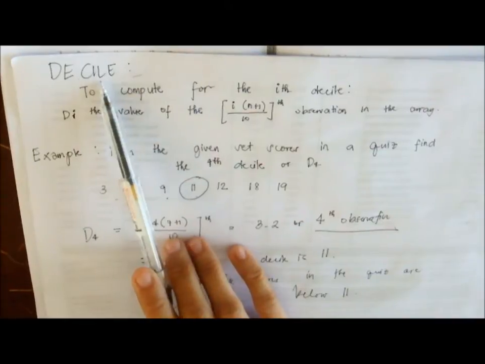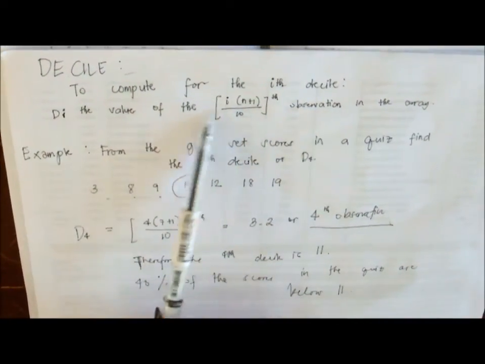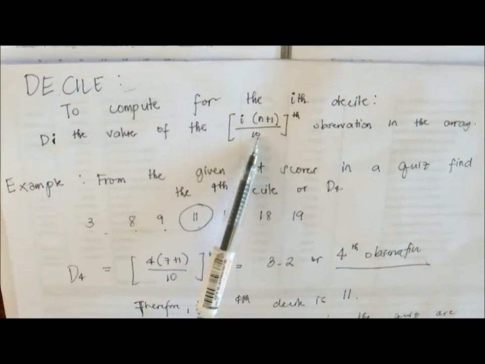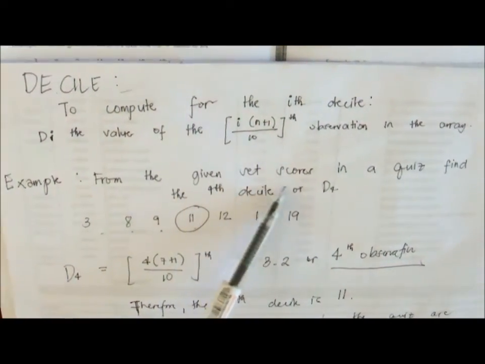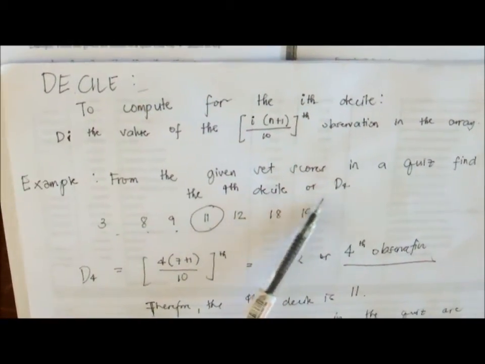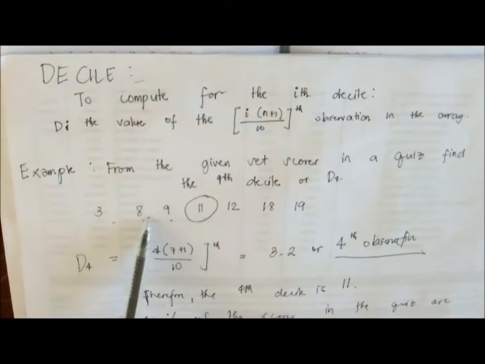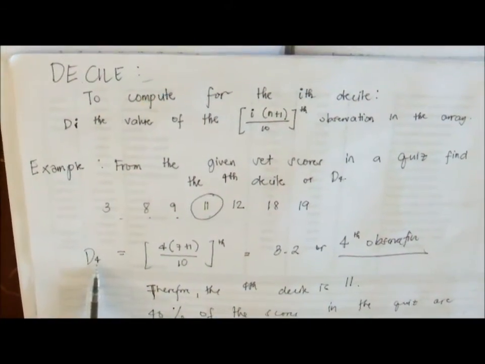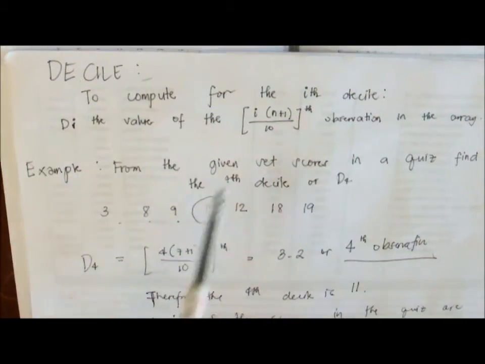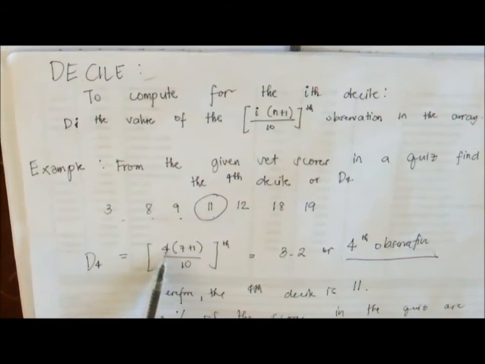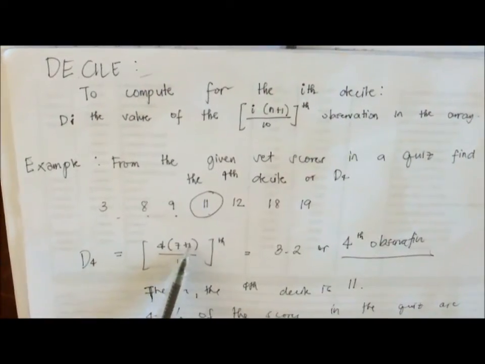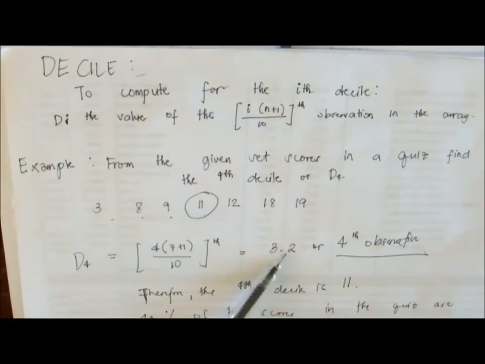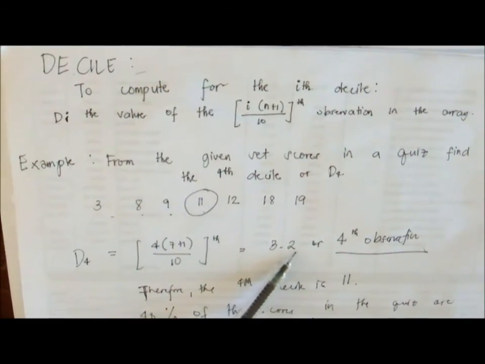So now let's go on to decile. In computing for the ith decile, you should also follow the same rule, the same formula, but then again, you will overall divide it by 10. So for example, the given set of scores in a quiz, find the 4th decile, or D sub 4. So this is the given data, 3, 8, 9, 11, 12, 18, 19. So now you will use the formula D sub 4 is equal to 4, which is the ith, the one we are looking for, times 7, which is the number of observations, plus 1 over 10, then equal to 3.2. Then you will round it off to the next higher integer, which is 4.